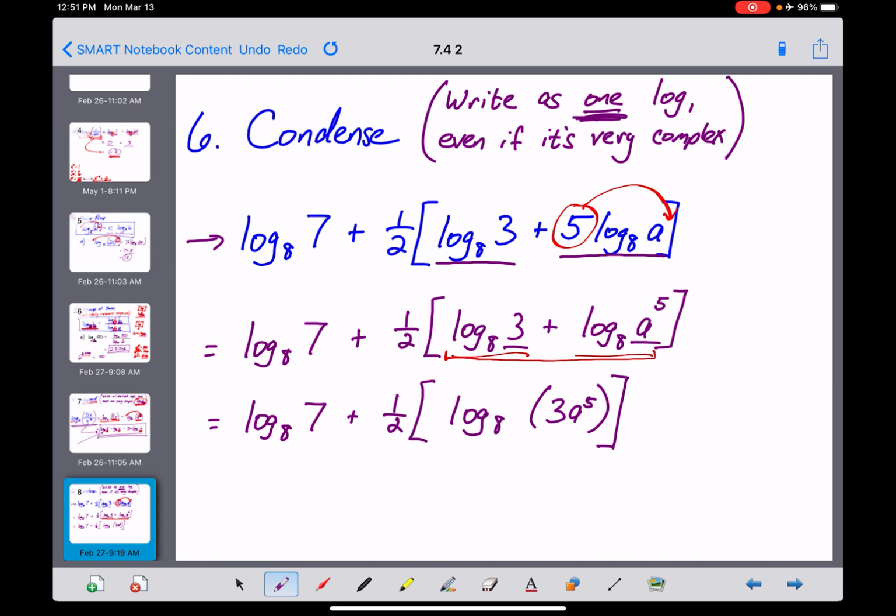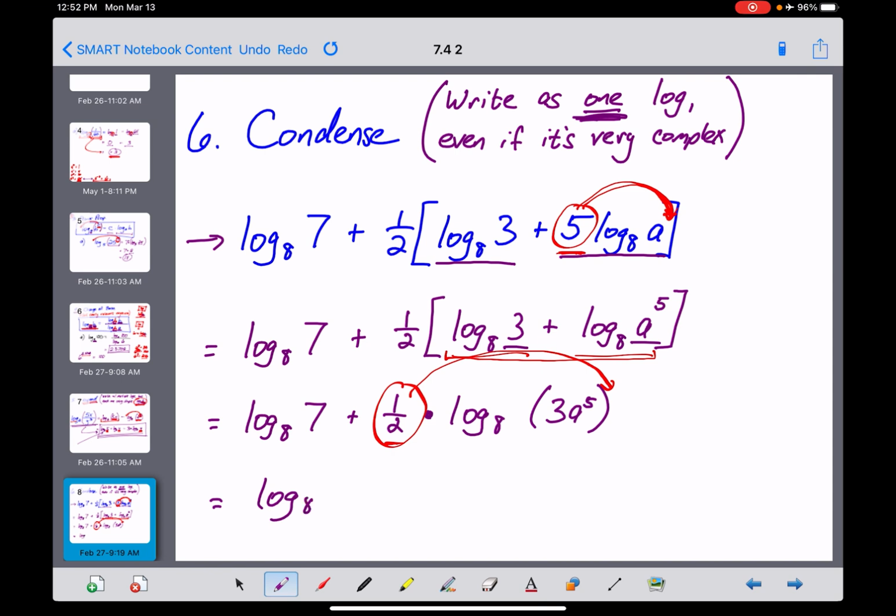The next thing that I think is in our way is the 1/2 right there. Now, I wrote brackets there around the log base 8 of 3a to the 5th, but they really don't need to be there because that's just a monomial inside. So this is 1/2 times log base 8 of 3a to the 5th. And just like we got rid of this coefficient here by reversing the power rule, we're going to do the exact same thing here. That 1/2 is going to go right there. So where are we now?